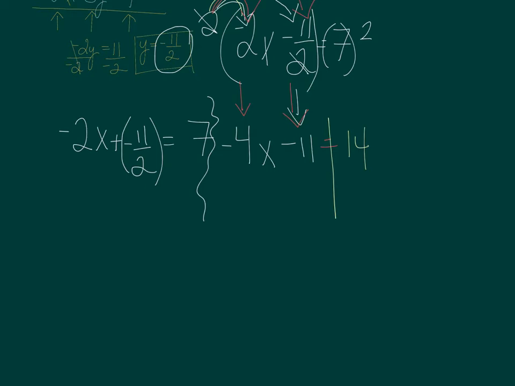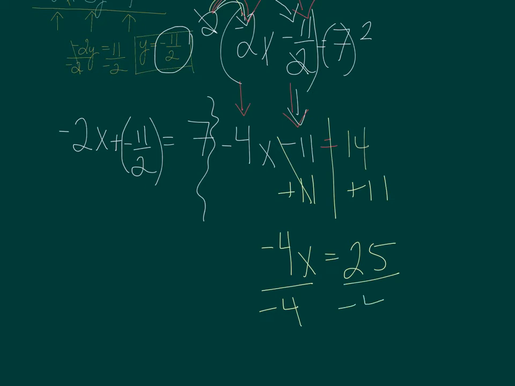So, what do we want to do? We want to add 11 to both sides, right? Negative 4x is equal to 14 plus 11. That's going to be a 25. And of course, as I would expect, this one didn't come out pretty either. It didn't come out horrible, but it didn't come out pretty. X is equal to a negative 25 fourths.